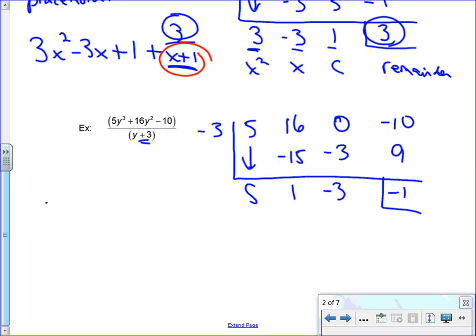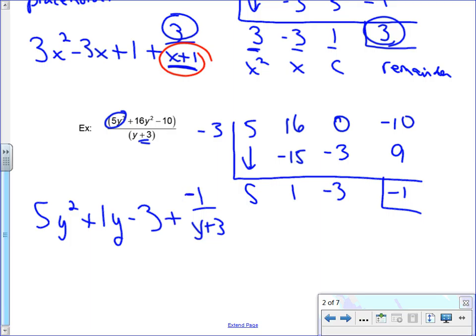So I'm going to write down my final answer. It was y cubed at the beginning, so it's going to be 5y squared for our answer, plus 1y, minus 3 is our constant, and minus 1 over y plus 3 is our remainder. You may leave this minus where it is. If you prefer, you can put a plus here and put a negative on the 1 like that. All right, excellent.